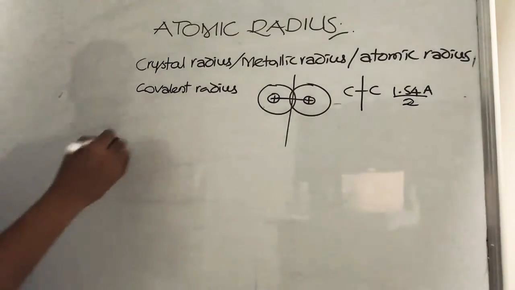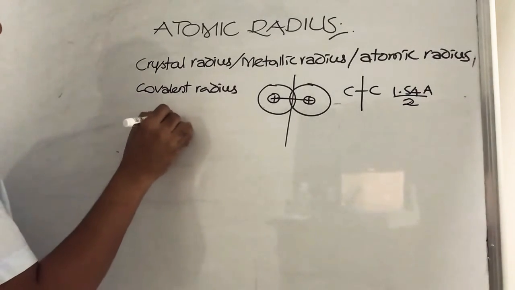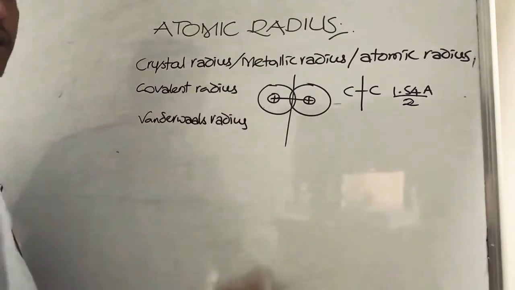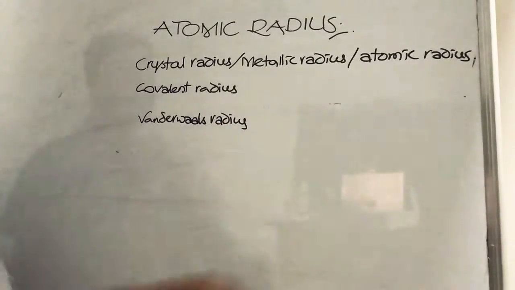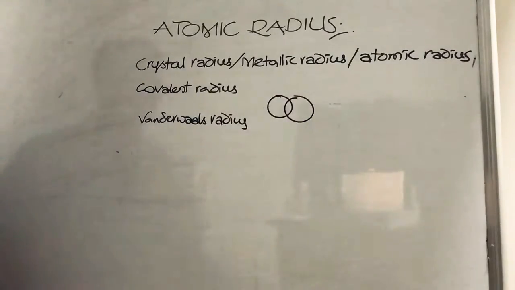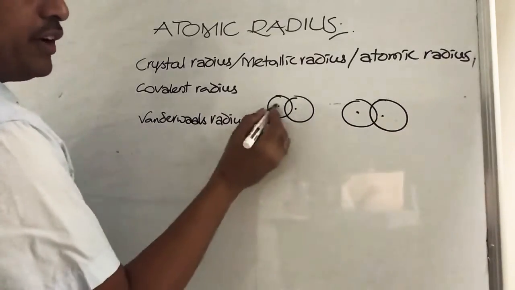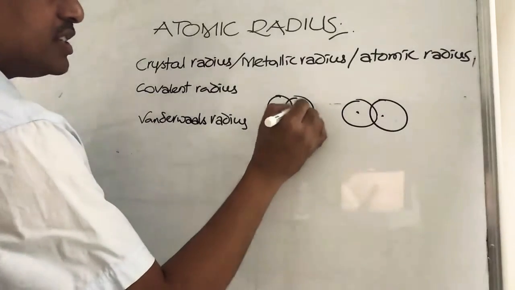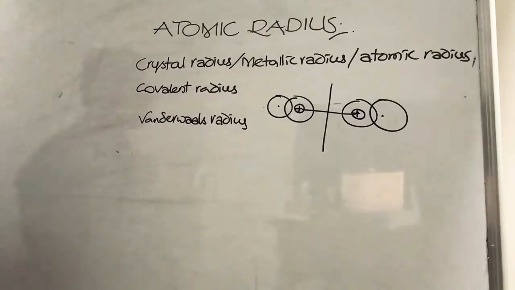In the same way, you can go for one more radius, that is van der Waals radius. In van der Waals radius, what happens is, for example, you are having a molecule. I am taking a Cl2 molecule. Take one more Cl2 molecule. Between them, there is a covalent bond. If you are going to take half of this, that is called covalent radius. But what I am taking is, this is the nucleus, this is second molecule nucleus, and this half of distance is known as van der Waals radius.